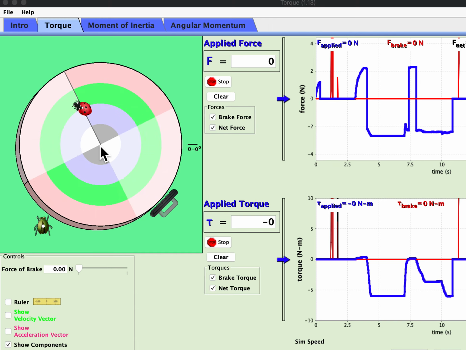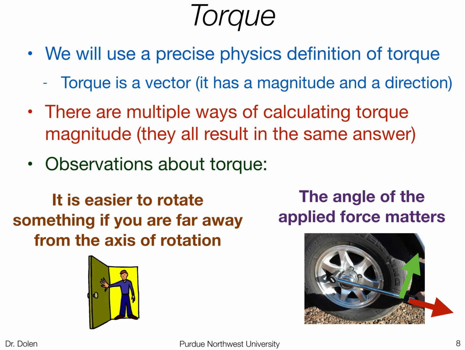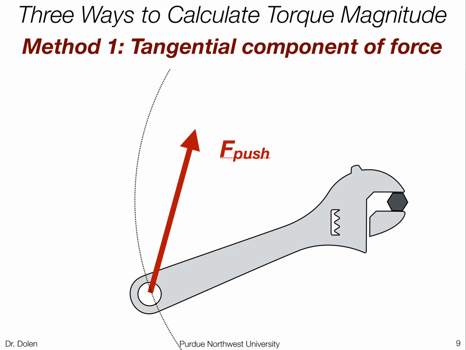Okay, so moving back to our slides here. Now that we know these two main concepts related to torque, let's talk about 3 different ways to calculate the magnitude of the torque. What I'll call method 1 is called the tangential component of the force method. This is my preferred method because this is much more conceptual. It makes sense to me.